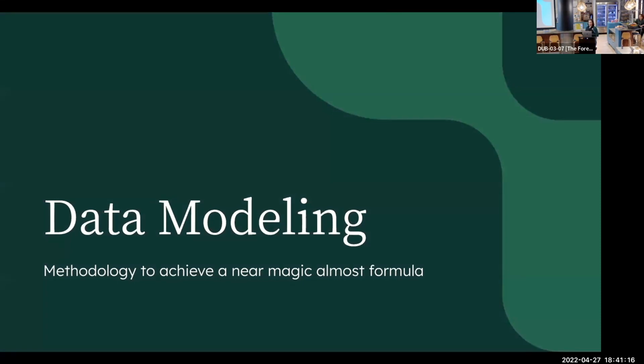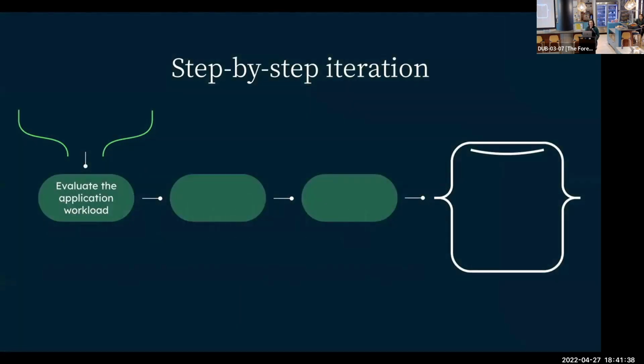So if you think application first, about how you're handling the data at the object level, and your application becomes how you handle the data in MongoDB, there is a certain methodology that we like to follow to achieve what we call the magic formula. It's a step-by-step iteration. Again, as I said, you really need to study your business domain expertise. You need to know how your users are going to use your application or service.